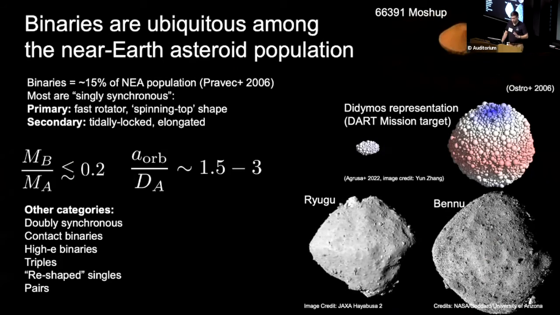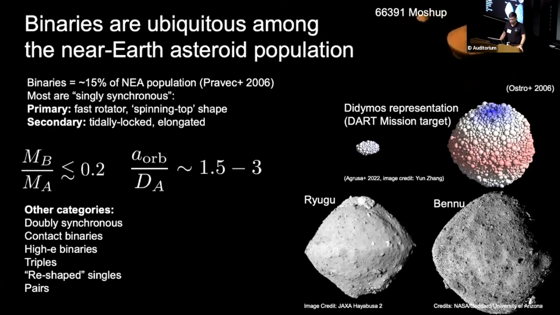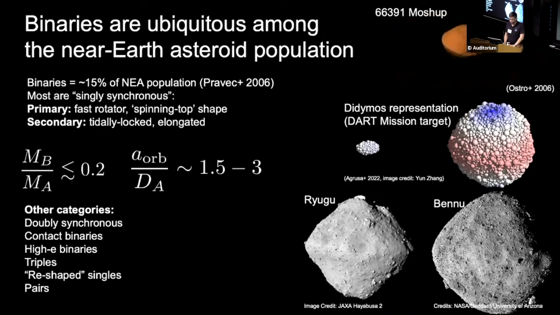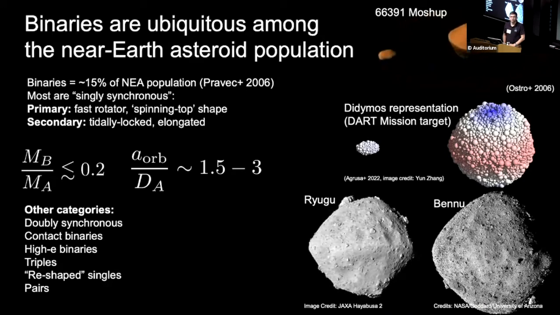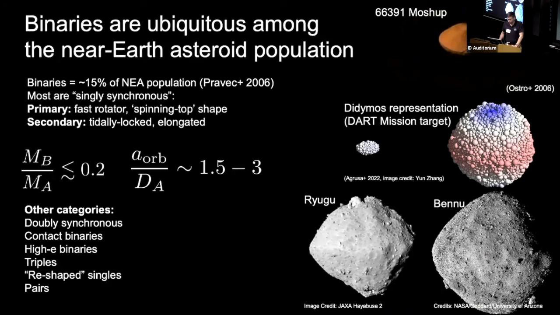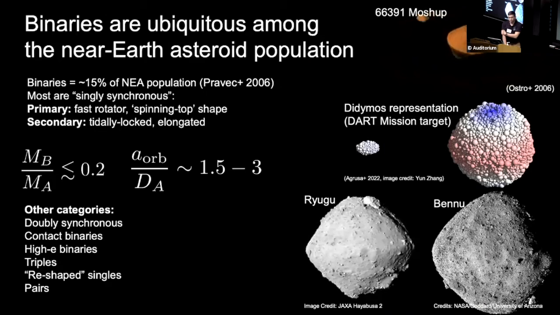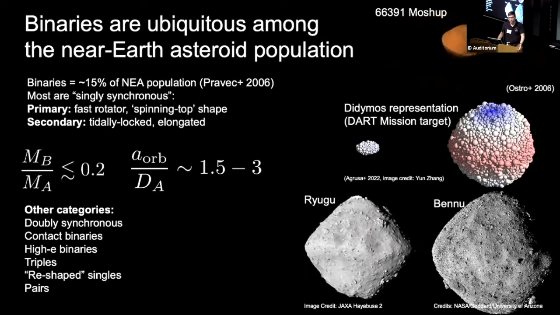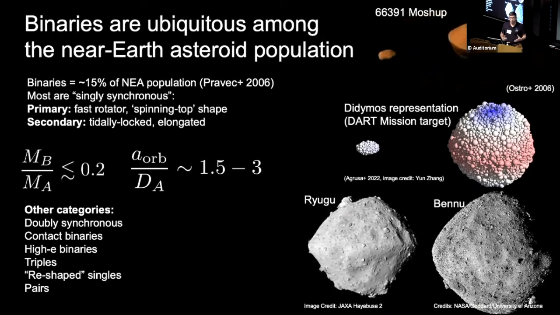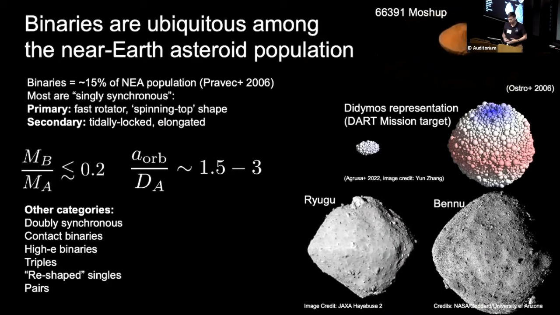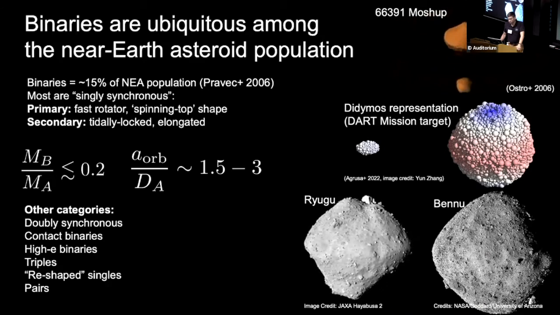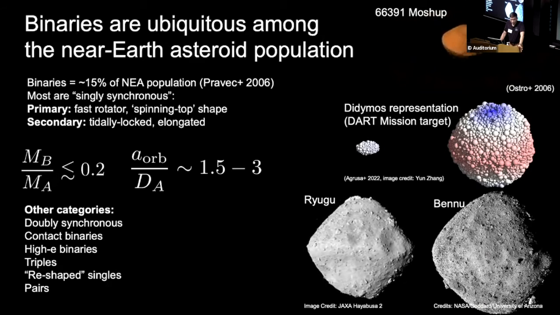So these types of binaries, the secondary is usually 20% or less the mass of the primary. And again, like I said, it's on a tight orbit, maybe 2 or 3 primary diameters separate the two bodies. But there's also other categories that are binary related. So we've got doubly synchronous binaries, which are typically closer to equal mass, and they're both tidally locked to each other, but they're a little farther separated than these singly synchronous systems because they're more tidally evolved.